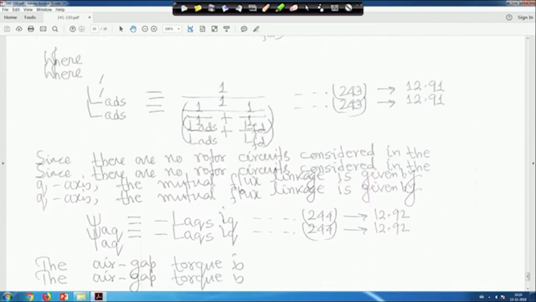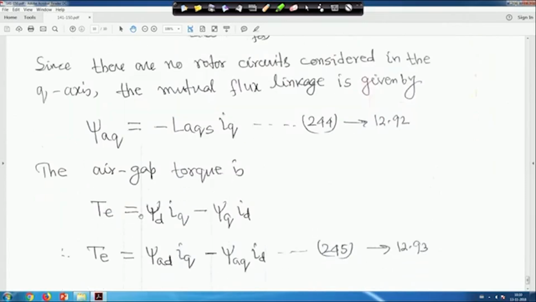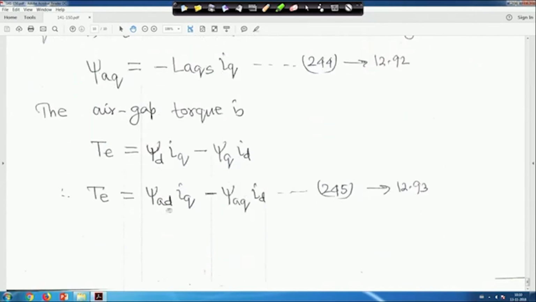Since there is no rotor circuit considered in the Q axis, the mutual flux linkage is given by psi AQ is equal to minus LAQS IQ. This we have seen, this is equation 244. Therefore, the air gap torque, we know this equation, T is equal to psi D IQ minus psi Q ID. Or we can write T is equal to psi AD IQ minus psi AQ ID.